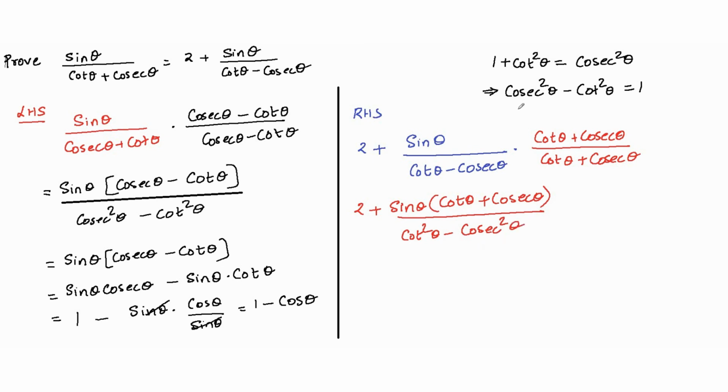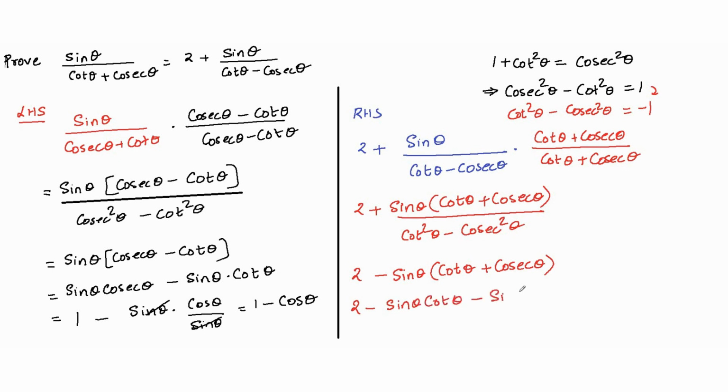And from this identity, it is very clear that cot square theta minus cosec square theta will be minus 1, right? If I multiply everything by minus 1, this is what I get. So the denominator is therefore minus 1. So positive number divided by a negative number will turn into a negative number times sine theta into cot theta plus cosec theta. Therefore this becomes 2 minus sine theta cot theta minus sine theta cosec theta.